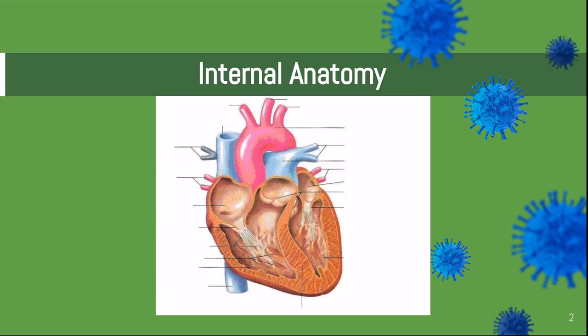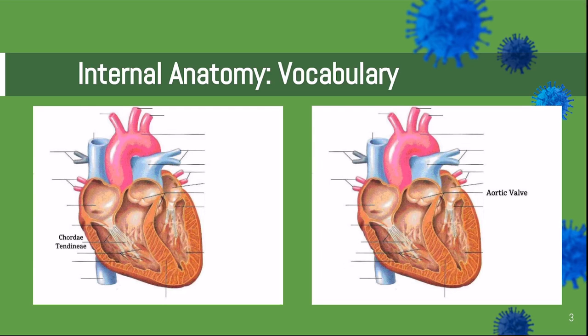The first word is the chordae tendineae. The chordae tendineae, or heartstrings, are ligaments that support the atrioventricular valves. The aortic valve is where blood is pumped through, and it prevents blood flowing back into the left ventricle from the aorta.